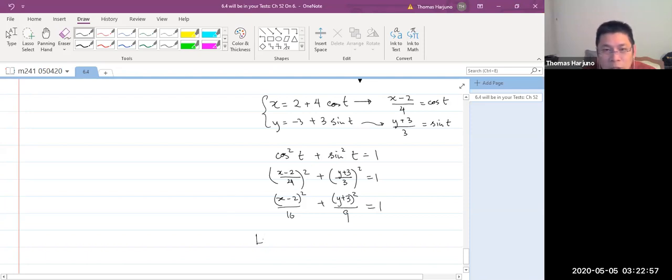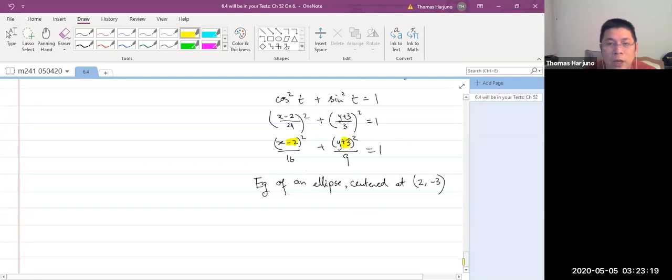This is the equation of an ellipse centered at 2, negative 3. You move 2 units to the right and 3 units down. Okay, and 4 units left, right.